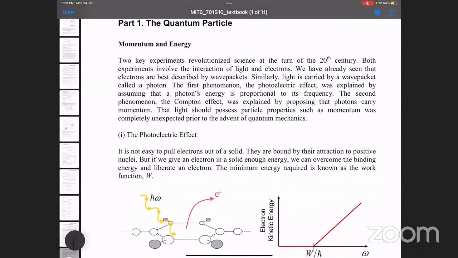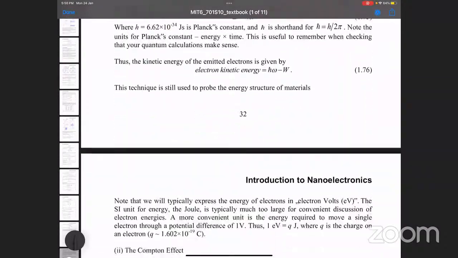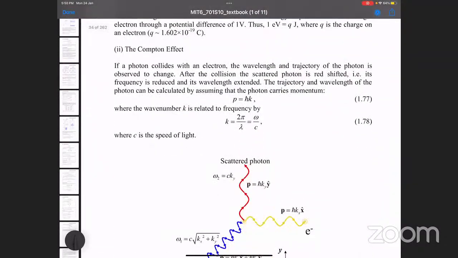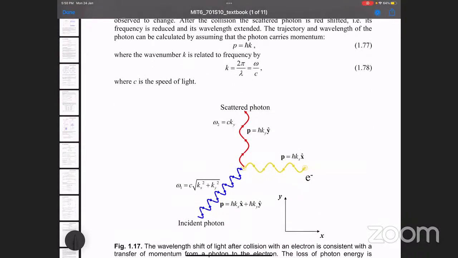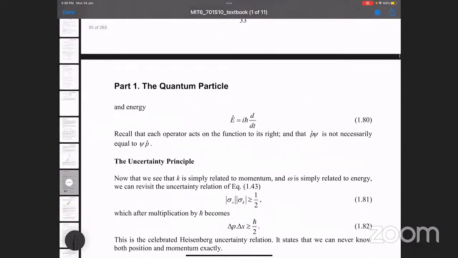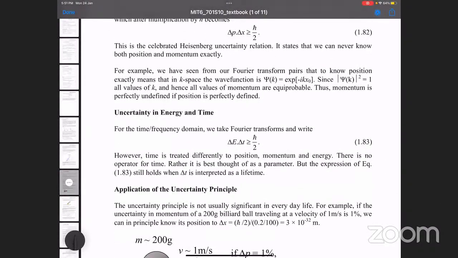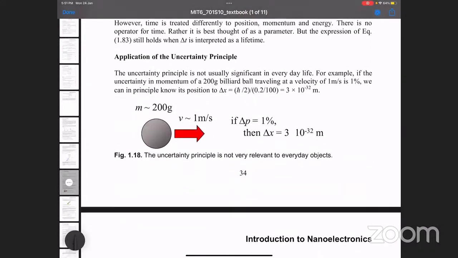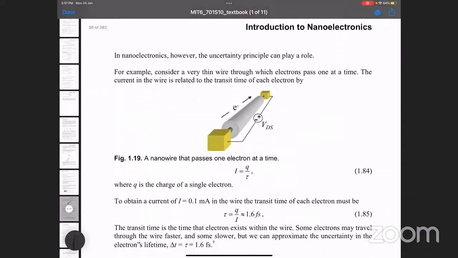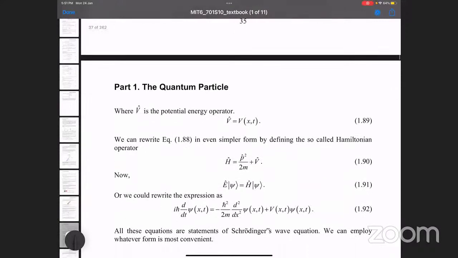Then we come to momentum and energy, and I've already introduced all of this to you. P is equal to h bar k, E is h bar omega, that part. Then you have the uncertainty principle, uncertainty in time and energy, also introduced. Application of the uncertainty principle, no worries, we've done that. Finally, he comes to Schrodinger's equation, which we have already done.